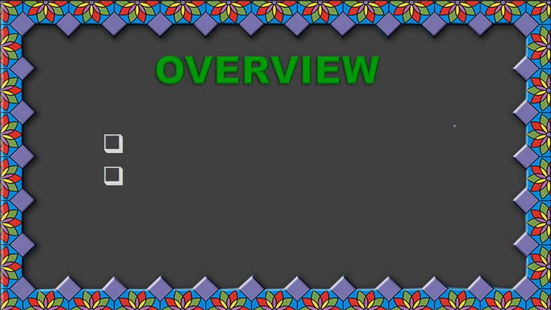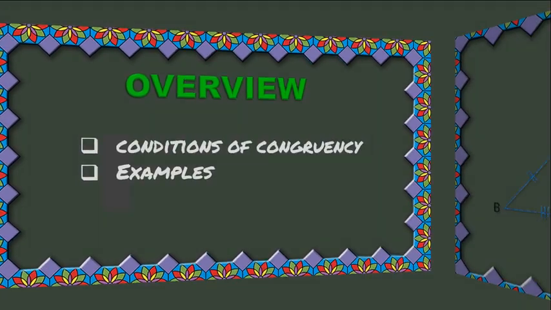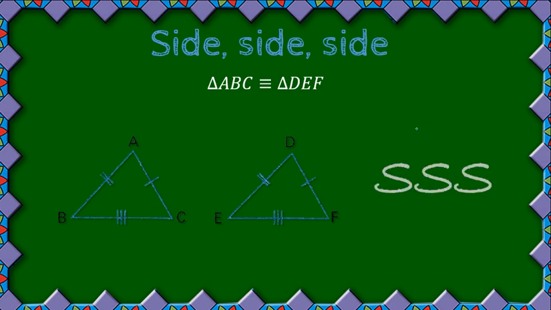Now for an overview of what we'll be doing in this video, we will look at the conditions of congruency and then we'll look at a few examples. So the first condition is when all three sides are equal, and the reason for it is side, side, side. As you can see in these two triangles, AB is equal to DE, AC equal to DF, and BC equal to EF.